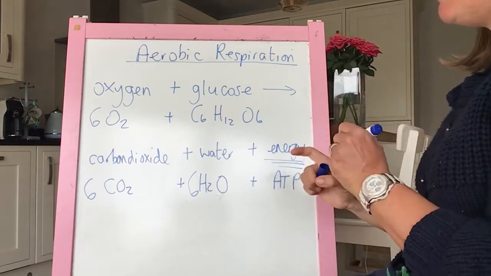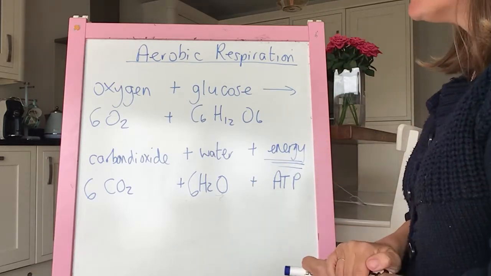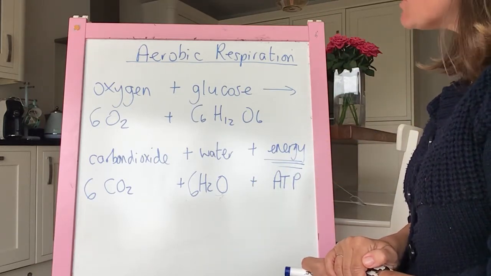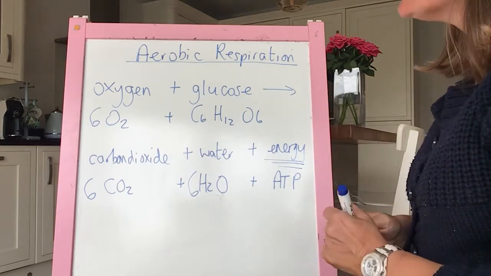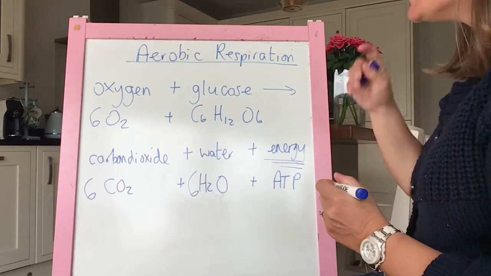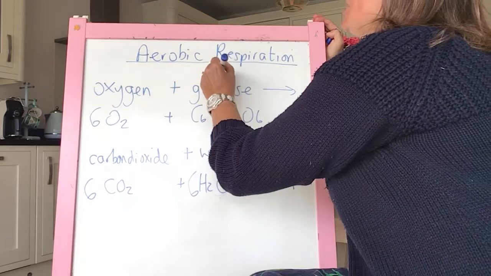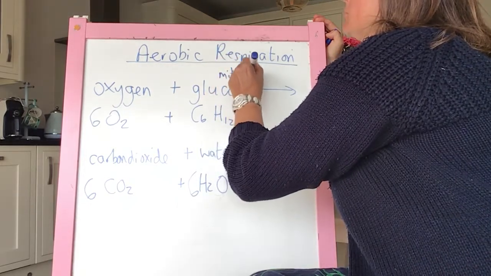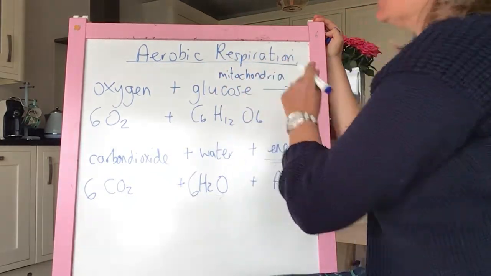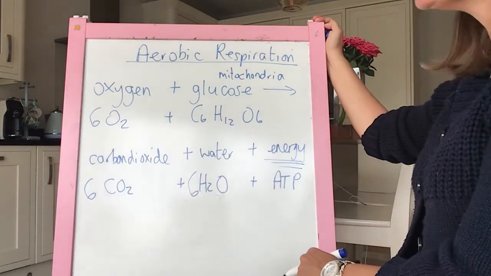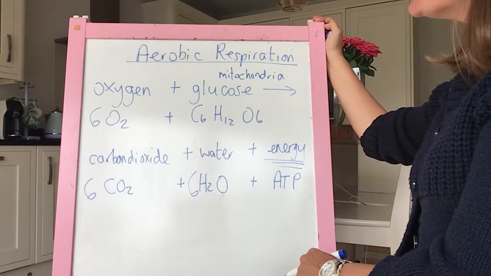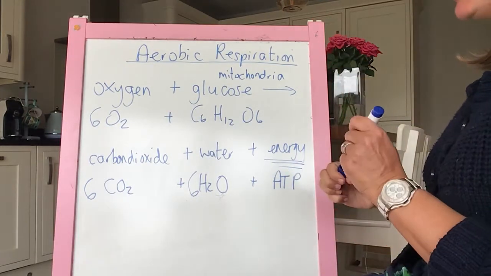Right, okay. We're now going to go on to anaerobic respiration, but one final point, aerobic respiration takes place in mitochondria. We're going to look at mitochondria in a bit more detail later today, but there you go, aerobic respiration inside mitochondria.